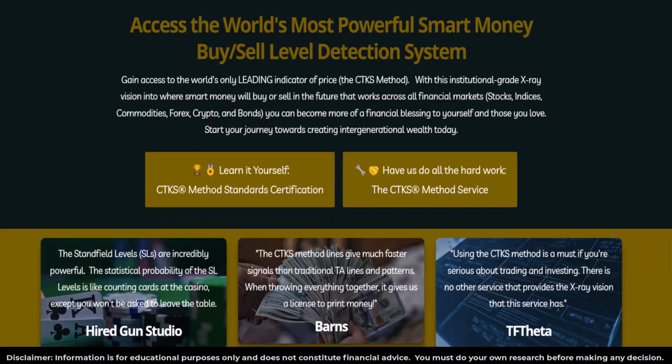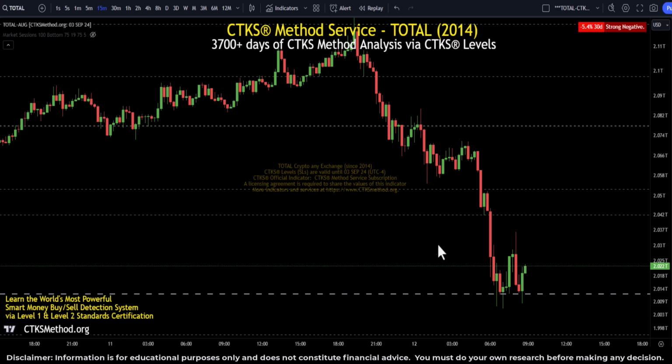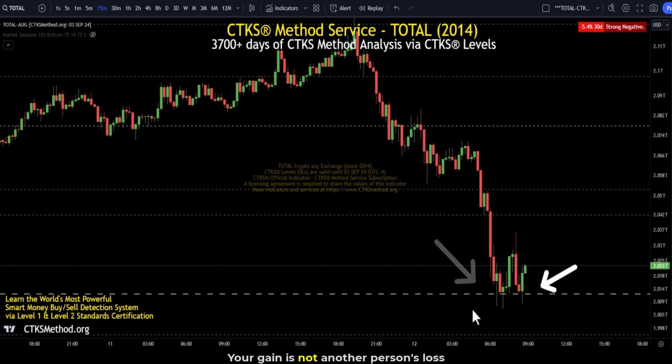The lines that you see on those charts are called SLs or Stanfield levels. They're the most statistically significant support and resistance levels in existence. They literally give you X-ray vision, as TF Theta said. Your key at the current time: know where the structural support levels are. Observe how price is interacting with the support level, and you can see price is getting supported at this current total crypto market cap level.